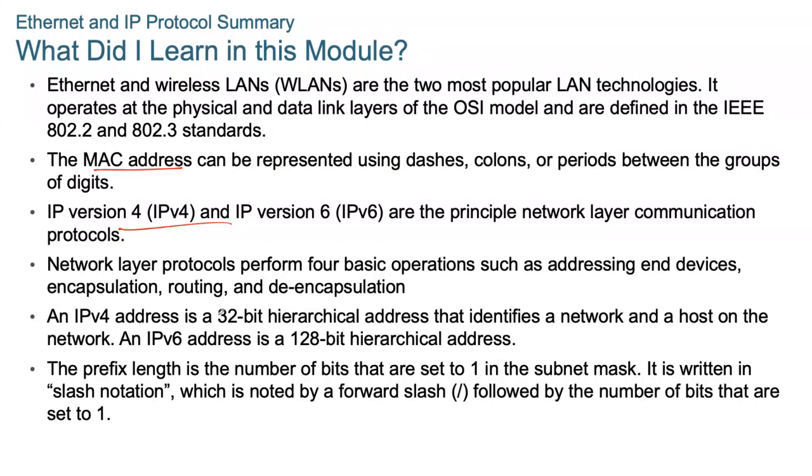IPv4 means a 32-bit hierarchical address. It has class A, class B, and class C addresses, whereas IPv6 uses 128-bit hierarchical addresses. Why? Because the IPv4 addresses are exhausted because of the internet population.